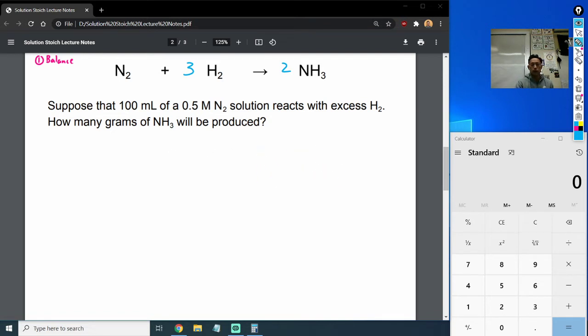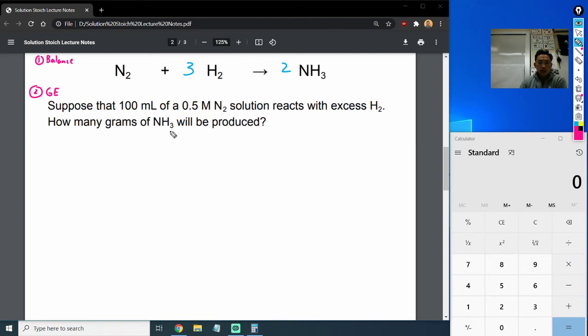Step 2, we're going to identify our given and our end. I'm just going to write GE, given and end. So let's read the problem. The problem asks us, suppose that 100 milliliters of 0.5 molarity N2 solution reacts with excess H2. How many grams of NH3 will be produced?